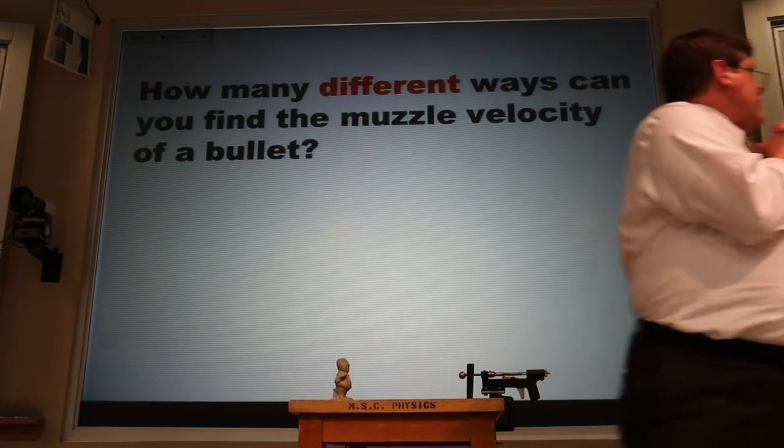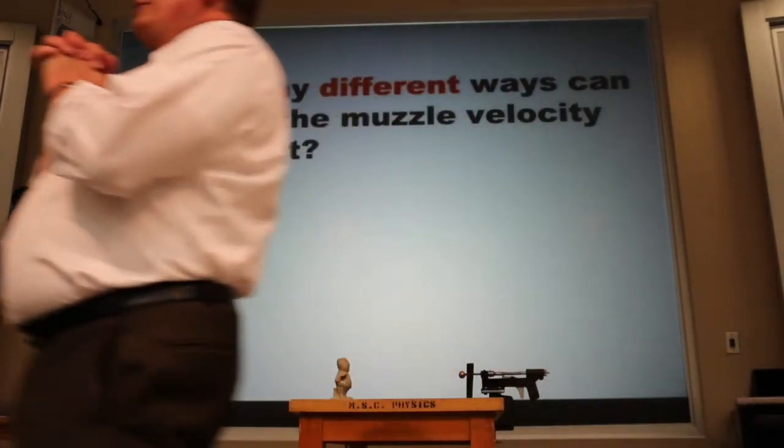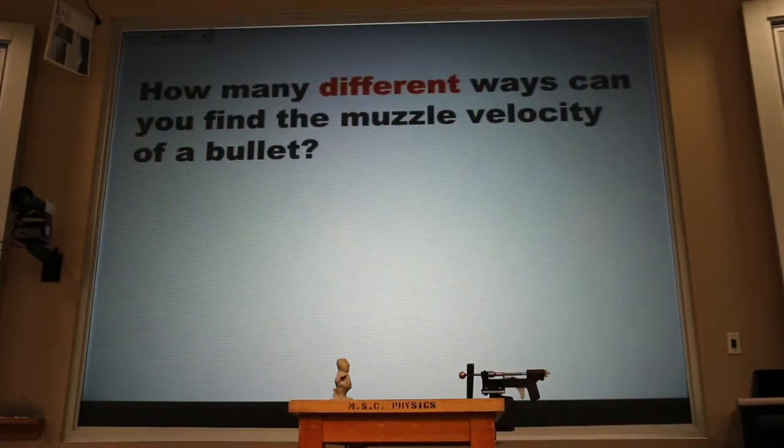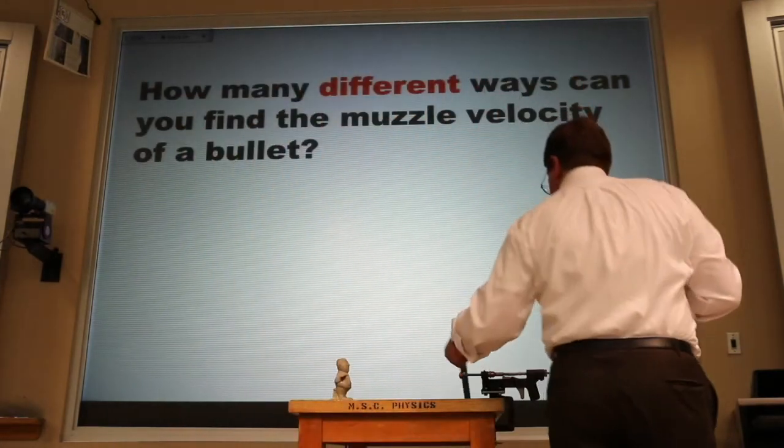For the rest of the time, what we're going to do is use the principles that we've learned thus far in our physics class to try to calculate the muzzle velocity of a gun in as many different ways as possible.